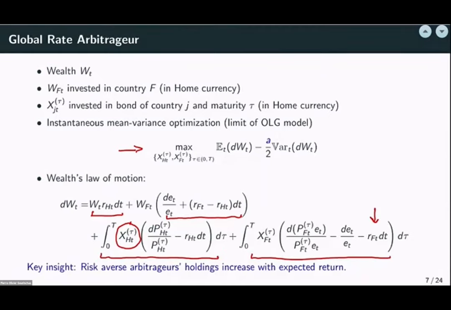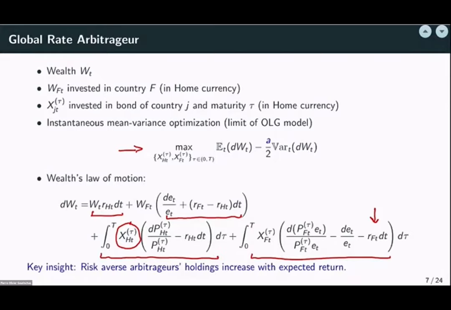And the key insight here is that because this global rate arbitrageur is risk averse, he's going to be willing to adjust his positions, but in equilibrium he will be compensated for that by being offered an expected return that reflects the riskiness of the portfolio, or the additional risk that he's taking on at the margin. Okay, so that's the key insight here.